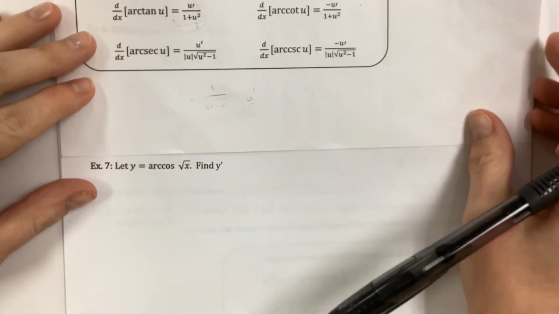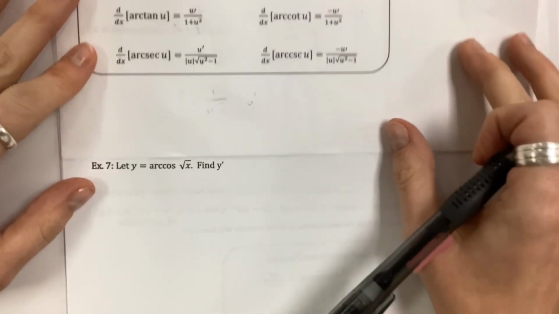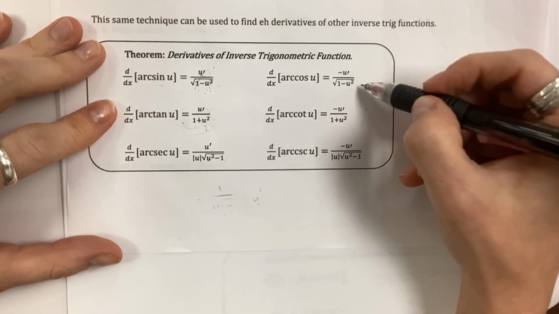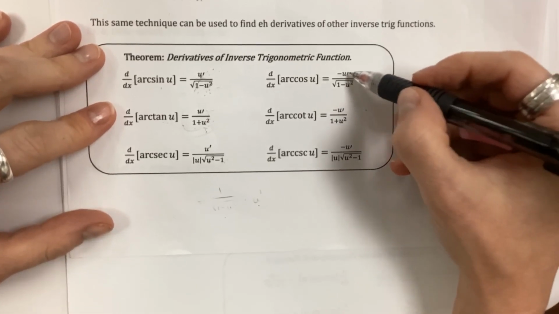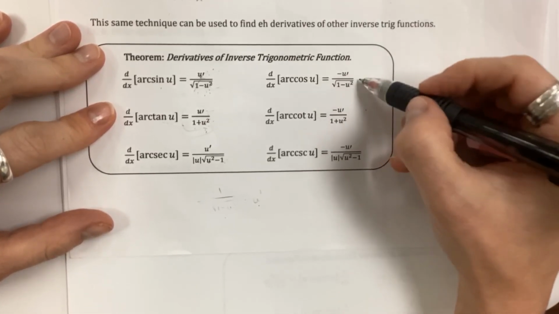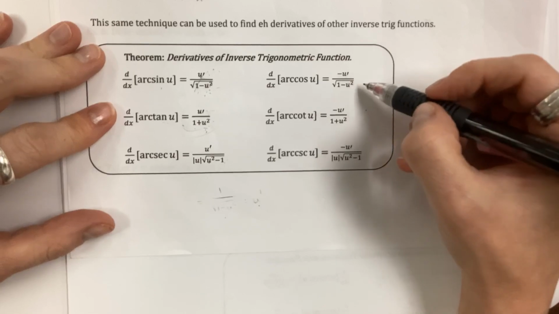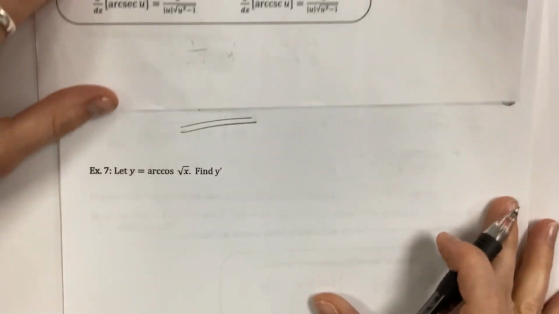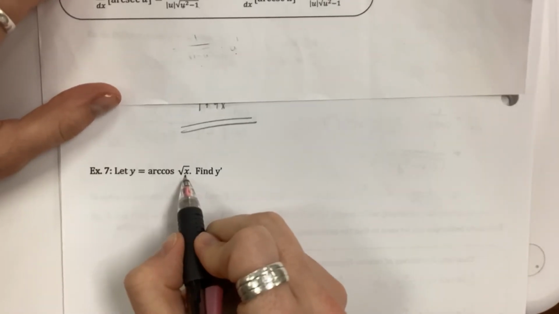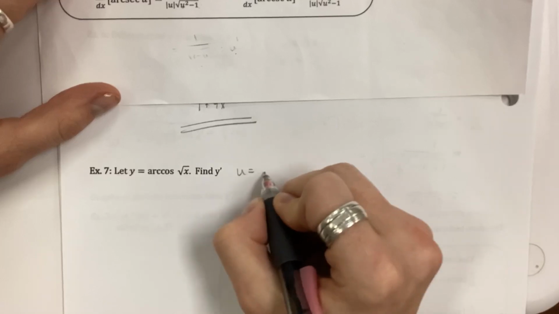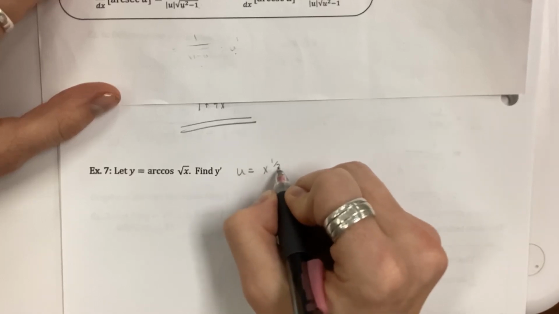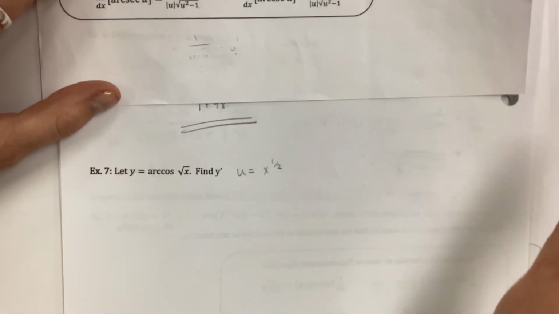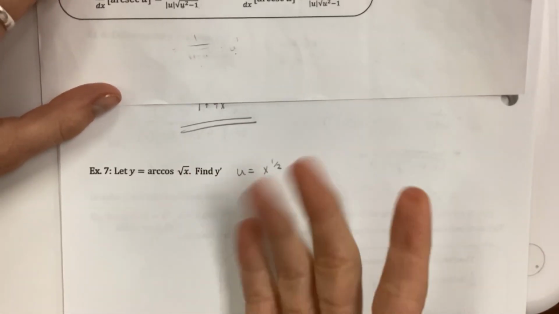And then our last one, if I can get you in here, is arc cosine. So if you look at what arc cosine is right here, okay? And so I'm gonna have the negative u prime over the square root of 1 minus u squared. Well, I do have a u this time, right? So u is equal to x to the 1/2. So if that helps you think about it, if you need to separate it out, you can. So we can figure out what u prime is.